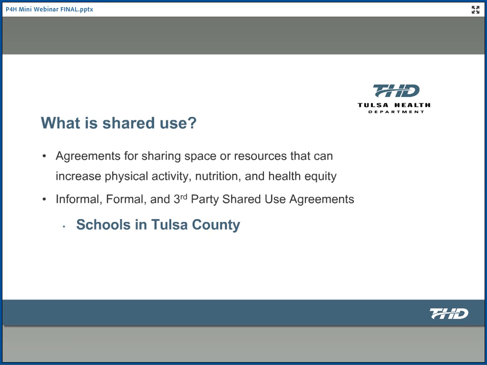And so what is shared use? It's agreements for sharing space or resources that can increase physical activity, nutrition, and health equity. Shared use can be informal, formal, or third-party shared use agreements. Informal is where you don't have it in specific writing, but people still allow you to share. Formal, you have more specific writing or signage. And third-party agreements is it's in writing and it's between a group to use the space. And for our work on shared use agreements, it's been with schools in Tulsa County.